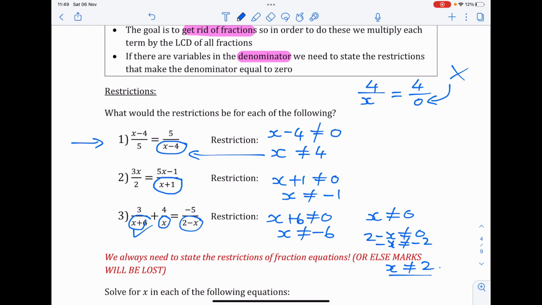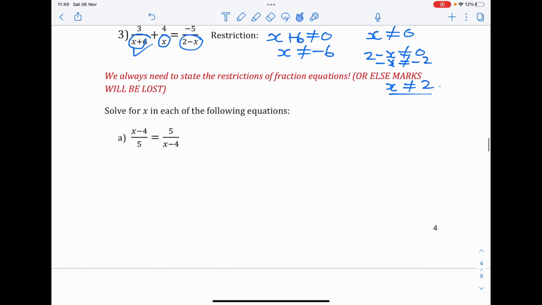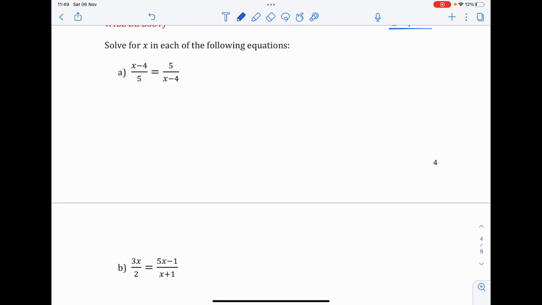Okay, so we always need to state these restrictions or else you will lose marks. You will lose only 1 mark per question, but that 1 mark could be the difference in your final mark. Okay, then let's see how we do these.